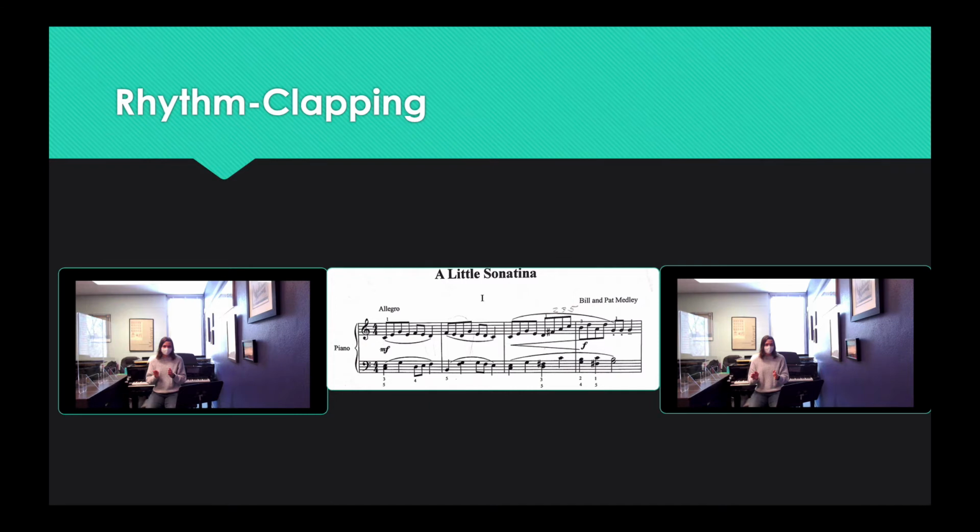So if you would right now, if you don't mind, for those of you watching, take a look at the bottom line here of this Little Sonatina by Bill and Pat Medley. Just the bottom line, and you can push pause, but can you clap and count? Just the bottom line here. Go ahead and push pause.